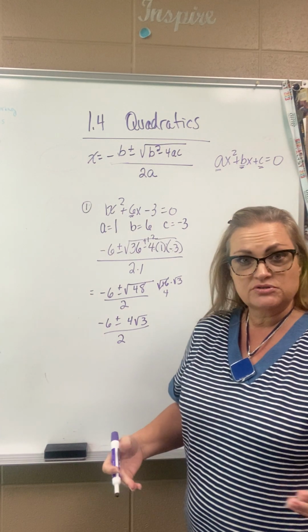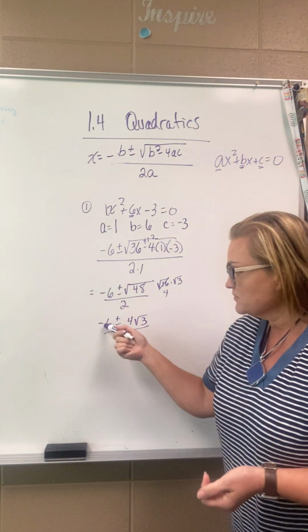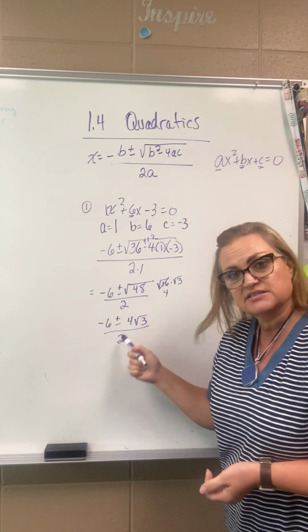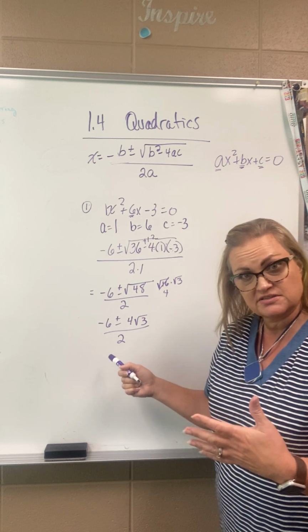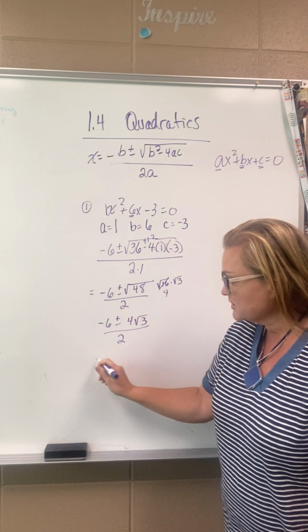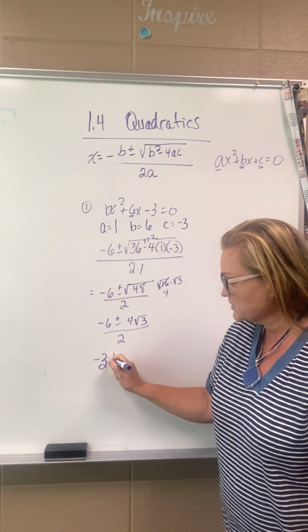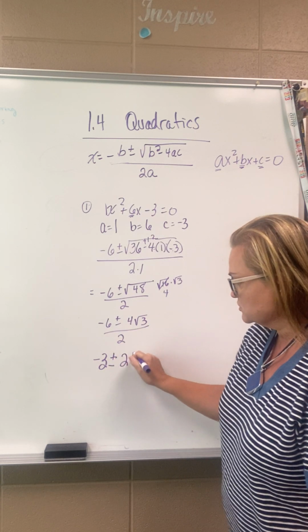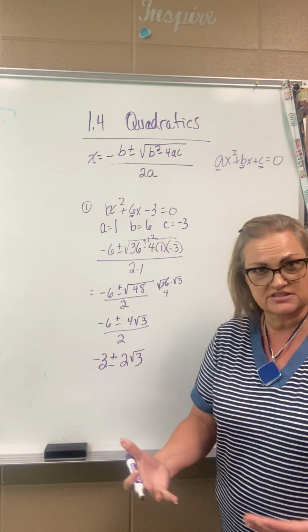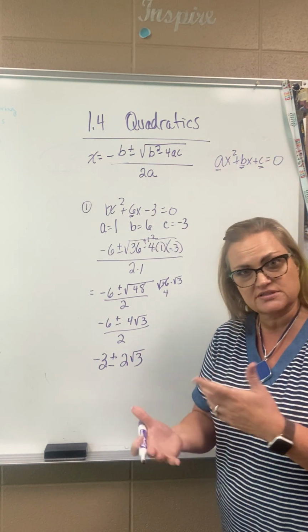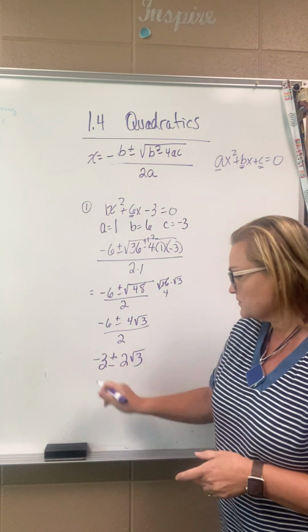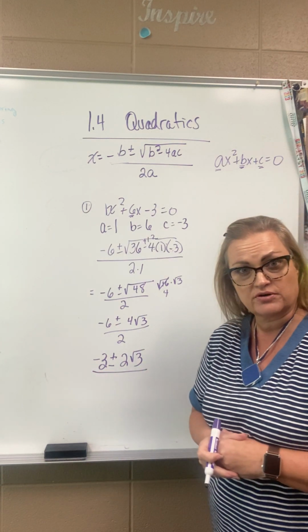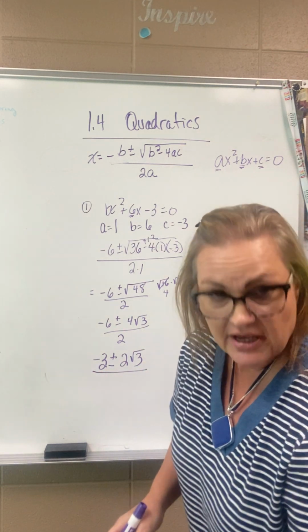And then if we can reduce the fraction, we do so. So this is over 2 as well as this is divided by 2. So everything's divided by 2. 6 divided by 2, and it's negative, -3. And then this 4 is divided by 2 for a 2, and then the radical 3 is just there as well. Kind of like a variable, it's tacked on to it for our two solutions to that quadratic. Okay, let's do that again.